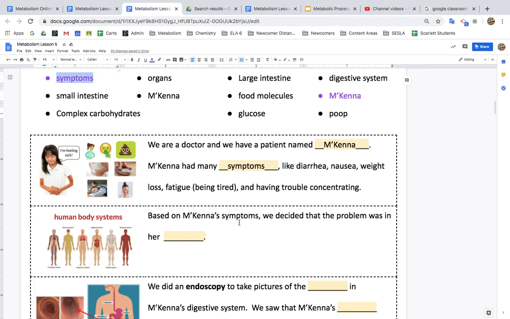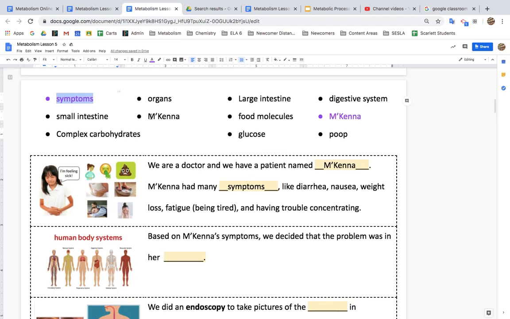Based on McKenna's symptoms, we decided that the problem was in her blank. So I see a picture of human body systems, so I'm looking for the name of one of these human body systems. We decided it was in her digestive system.